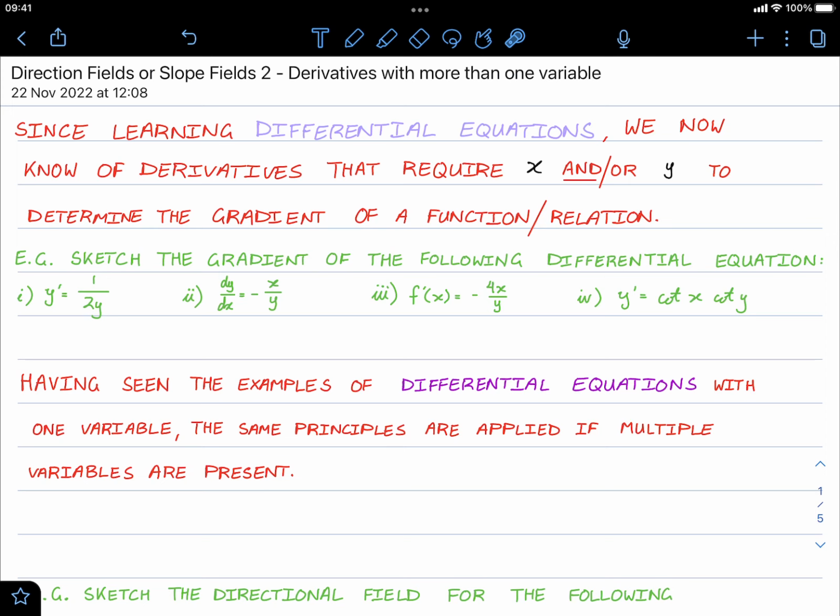Hello class, this is a video tutorial for directional fields or slope fields. In this video, we'll be looking at derivatives with more than one variable.